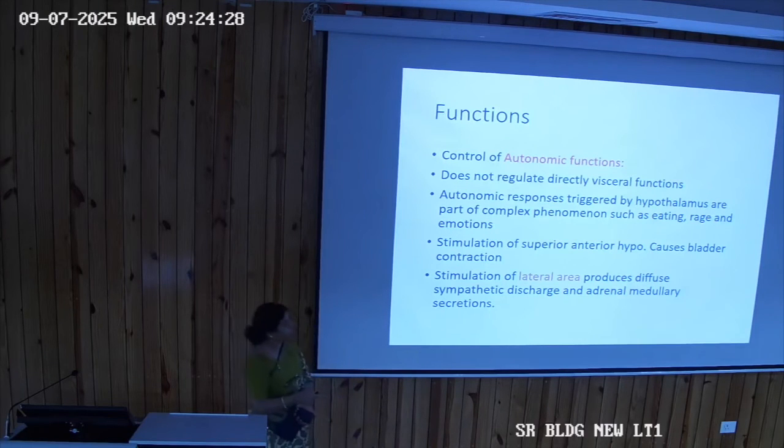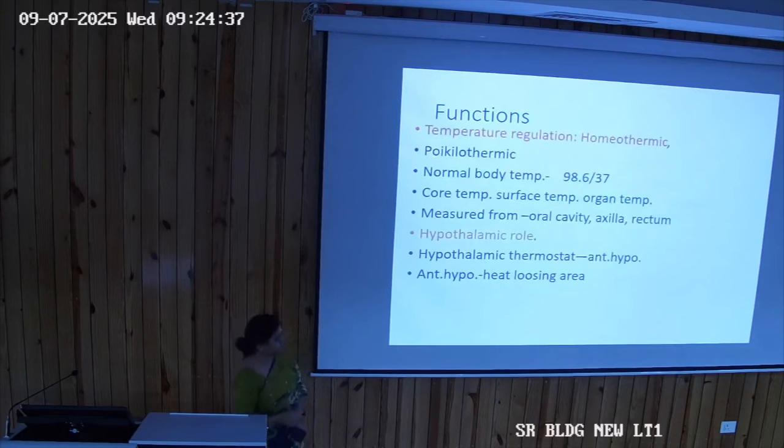Stimulation of the superior anterior hypothalamic nucleus causes bladder contraction. Lateral area produces diffuse sympathetic discharge and adrenal medullary secretion. What will happen in sympathetic stimulation, head to toe, what are the changes? If there is sympathetic stimulation, what will happen to the eyes? Then what are the next steps? What are the different systems which will get affected in sympathetic nervous system stimulation?